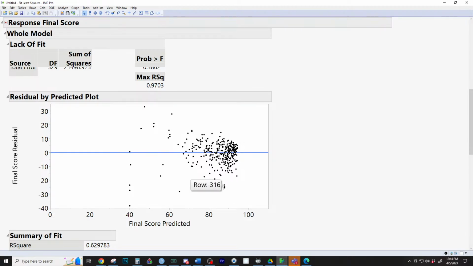So would you want to be this person right there, row 316? That's not a student ID or anything, that's just a row in a data set. Would you want to be row 316? Their residual is about negative 22, which means their grade was 22 points lower than it was predicted to be, because a zero residual means we got it right on. You wouldn't want to be that.